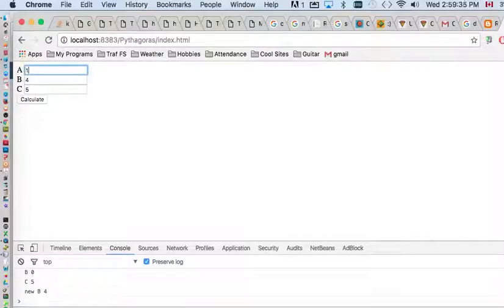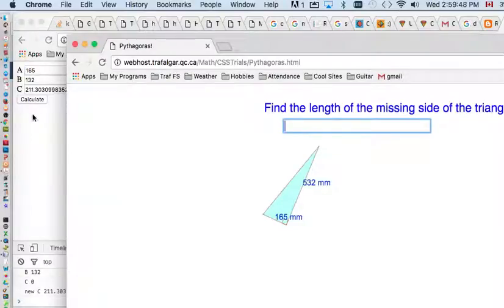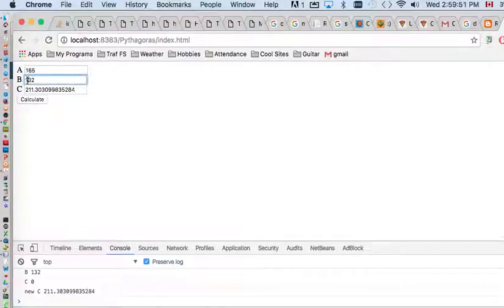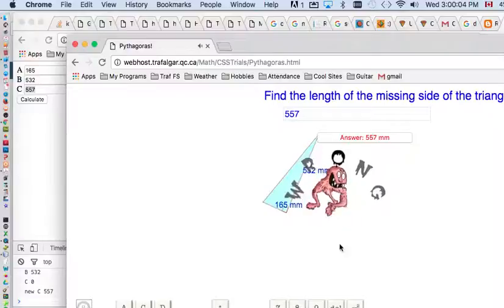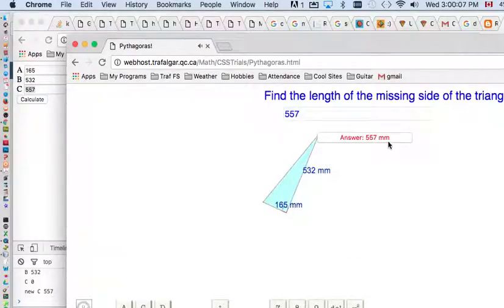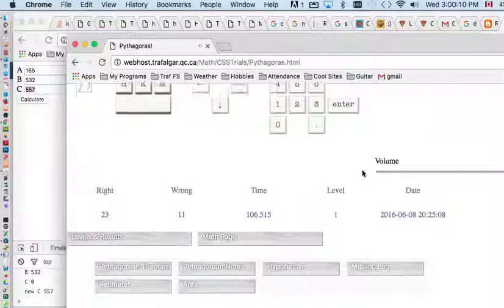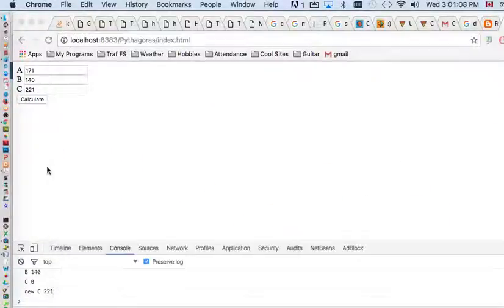So 5, 12, calculate. 13. Okay, so let's see if that worked. Yeah, I didn't put in the units. Okay, so it does work. Okay, here we're given 13 and 12. So C is 13. Let's make A 12, doesn't matter which one, and B is 5. Okay, so that totally works.